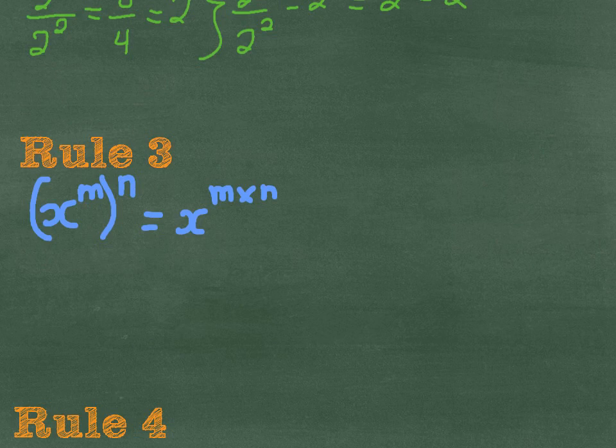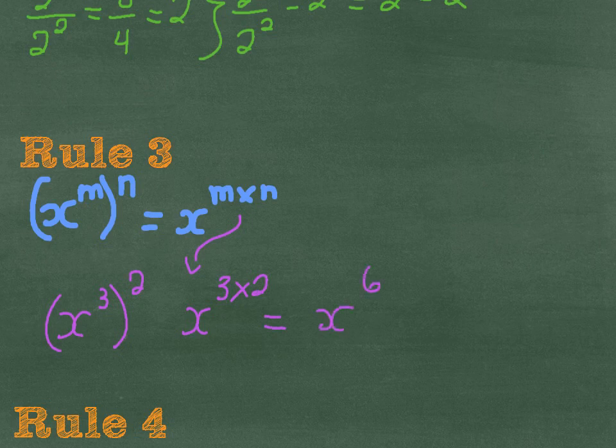Say we're given something like x, well, I guess we can't see that. Let me erase that here. Make it bigger. Okay, so let's say we get x to the 3 and an outside 2. Well, the rule states that we multiply, right? So we would do x to the 3 times 2, which is then x to the 6. So that's the third rule.